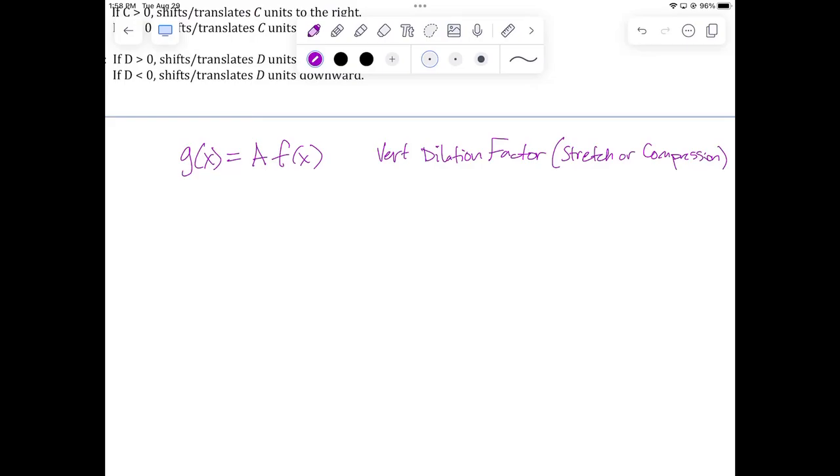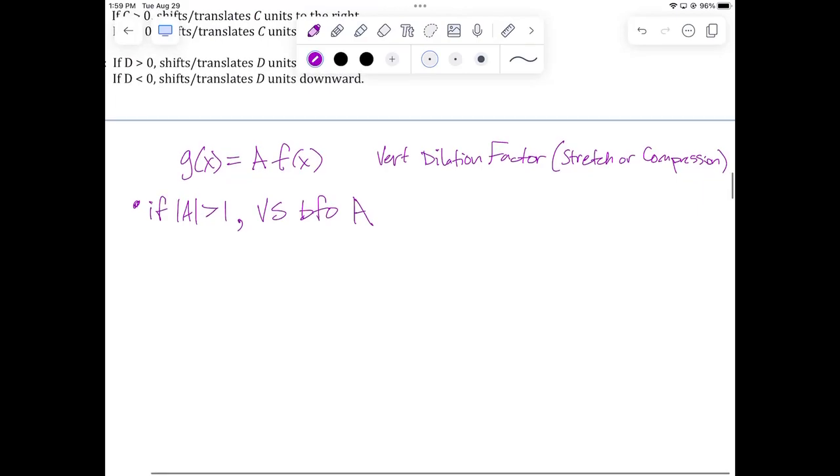It can take on different values. So let's look. If the absolute value of A is greater than 1, I say absolute value because A can be negative, and we'll talk about that here in a second. But if the magnitude of A is bigger than 1, like 2, 3, 4, 5, whatever, it's going to be a vertical stretch by a factor of A. And that's how we write it. V for vertical, S for stretch. That means we're making it bigger. By a factor of A.